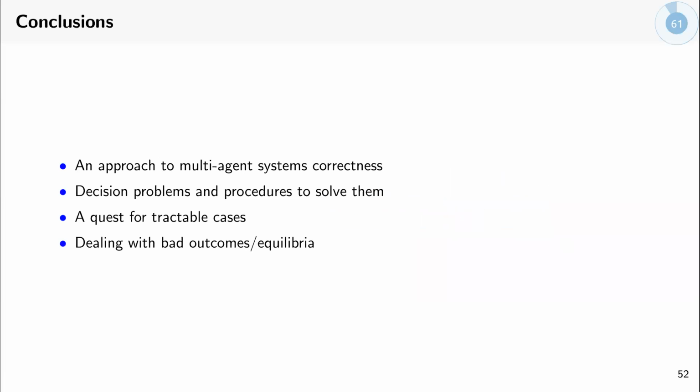Right. So to conclude, I talked about an approach to multi-agent system correctness, and we have some decision problems and some intuition on how to solve them. And we also went through a quest for tractable cases. And also we talked about dealing with bad equilibria by preparing the game.